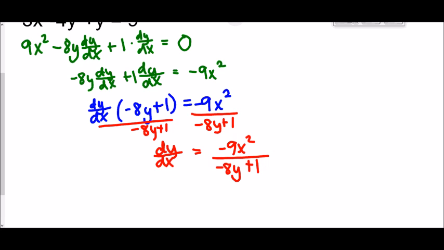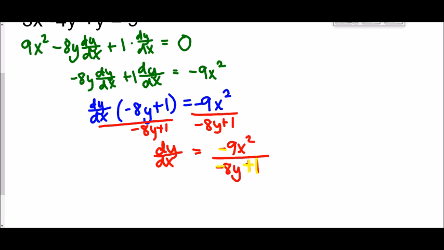Now be careful here because you might be tempted to cancel out these two negatives, but 8y is not the only thing on the bottom. We have a plus 1. So unless we can cancel a negative with that one as well, we can't cancel the negatives out. So they are going to stay.